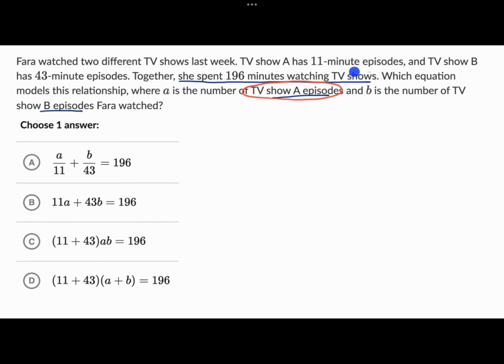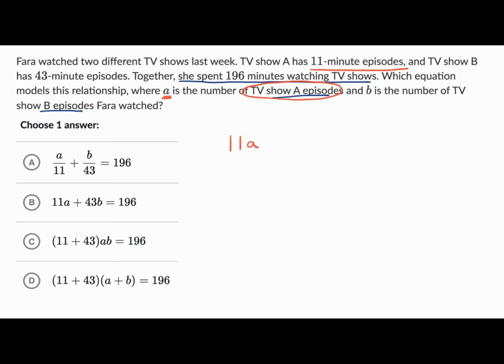Well, we know that each episode of TV show A is 11 minutes. So it's going to be 11 minutes times the number of episodes. And they say that lowercase a is the number of TV show A episodes. So this right over here, 11a, is how much time she spent watching TV show A.